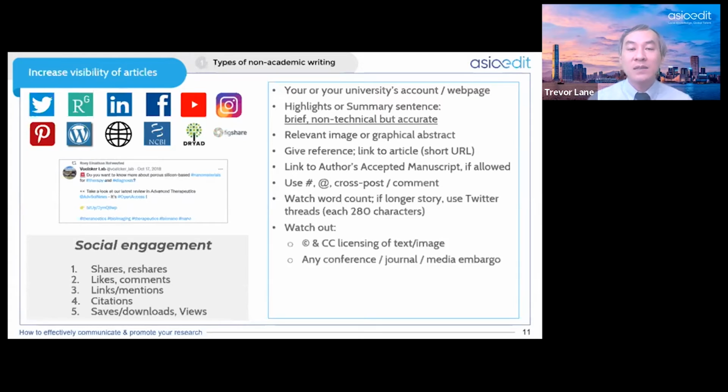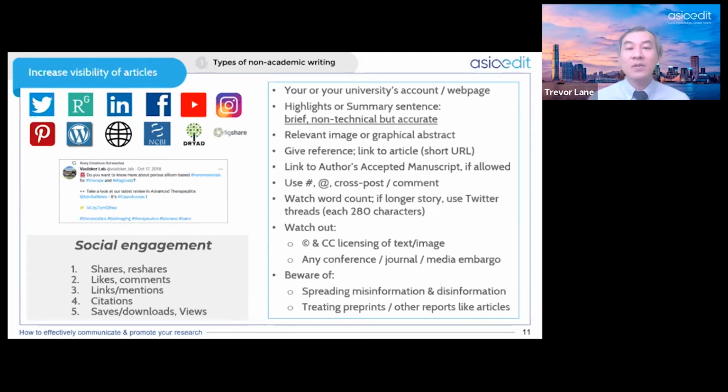Watch out for copyright and Creative Commons CC licensing of any text or images you use, and check for conference, journal, or media embargoes. So your own work, your article, you might not be able to share it yet because there's an embargo on it. There's a date set by the journal, for example. Beware of spreading misinformation, so that's mistakes, or disinformation, which is false information on purpose, especially in these times of COVID. And don't treat preprints or other non-peer-reviewed reports as if they are peer-reviewed articles. Notice the difference. It is better to share published peer-reviewed articles.